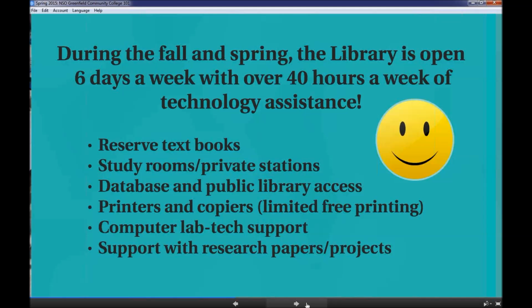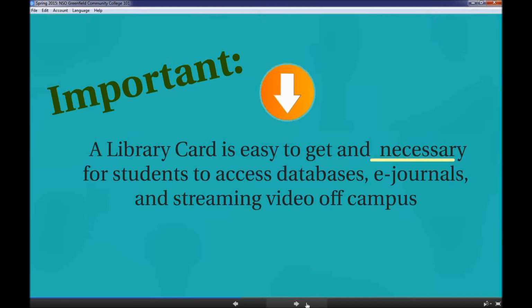They do offer printers and copiers. There are some limitations on the free printing. Again, the computer lab has that tech support. There are very few reservations that occur in the computer lab. Every once in a while a class has reserved it for a presentation, but other than that, you can just go in, and if it's not being reserved, it's open for your use. And like we discussed before, they're happy to assist you with any of those projects.